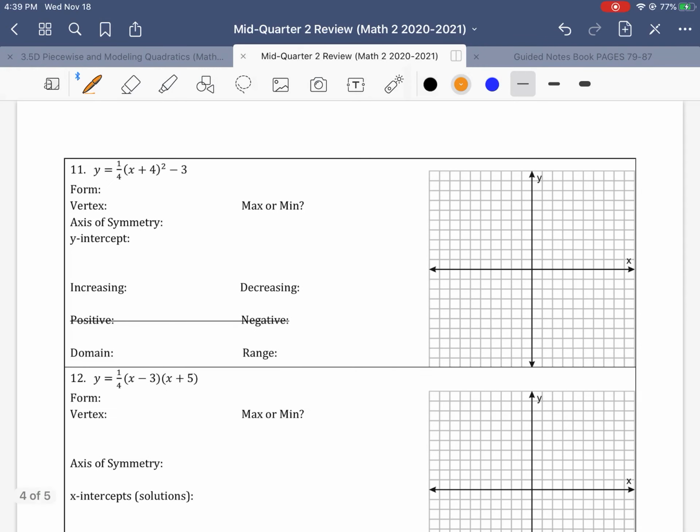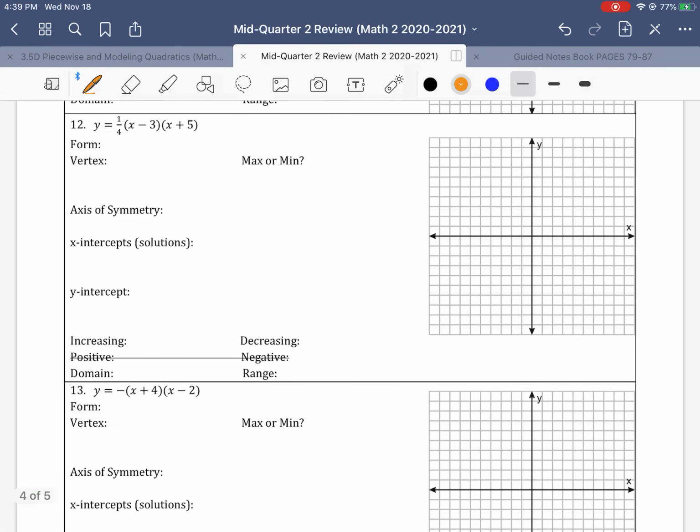All right, let's jump to the last one. The last one is intercept form, so 12 and 13. Again, this is factored form, so if I'm looking at this, I'm going to write out intercept form here as far as the form goes. So this is intercept form. I can tell, again, by looking out front, this is 1/4, so this guy's opening up. So we know that this is going to have a minimum there at the bottom.